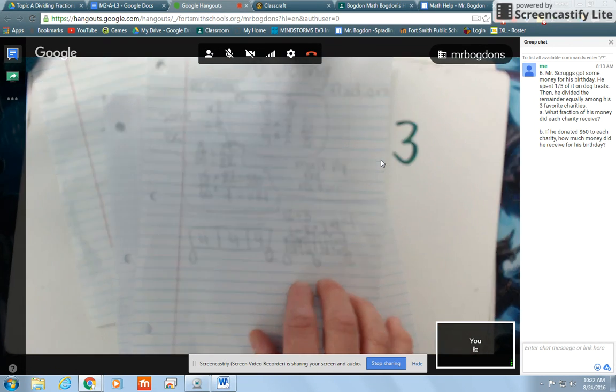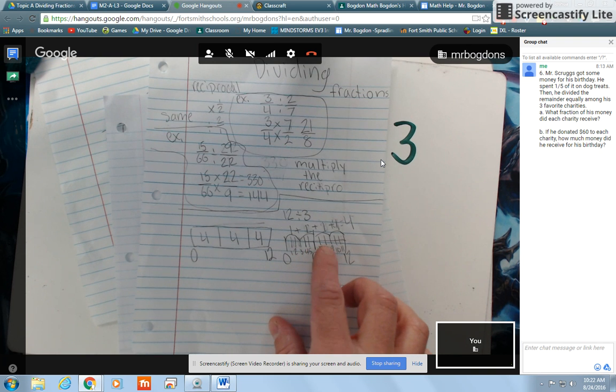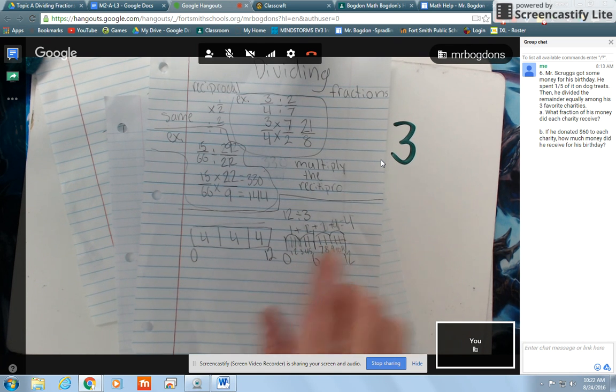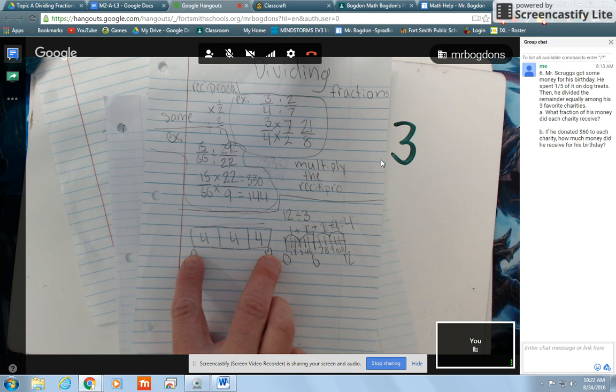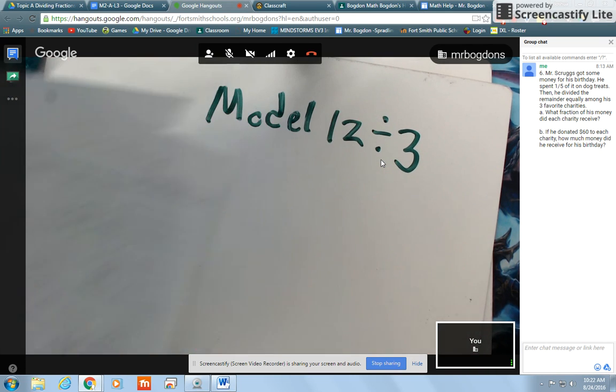And here we have Kevin. We had 2 different ways of doing it. He drew a number line, and he showed that we have 1, 2, 3, 4 groups of 3. And then he drew a bar diagram, and we see that we have 0 to 12, and we have 3 groups of 4.